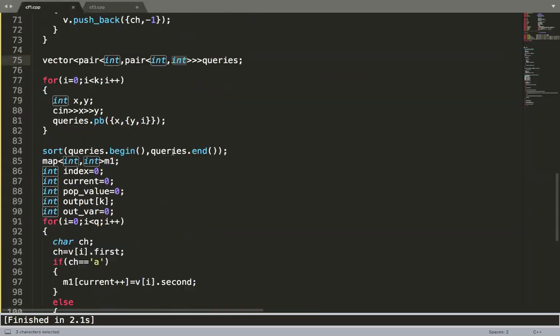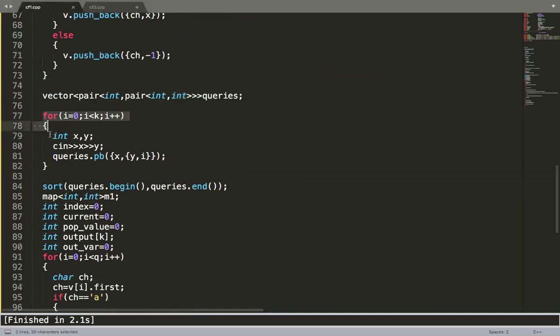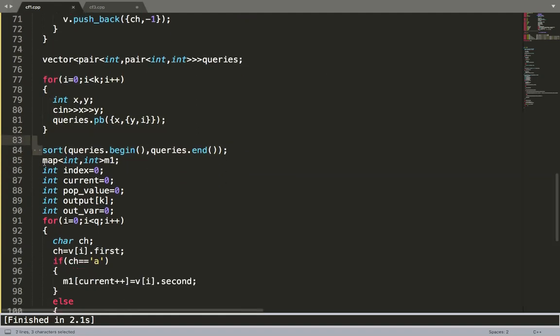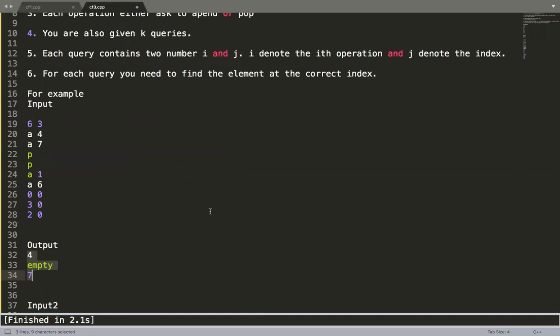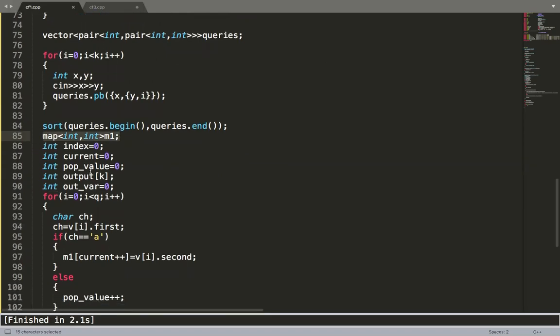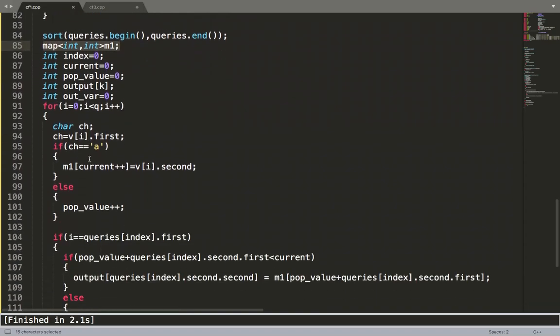So I'm going to store it into the query vector, then I'm going to sort it, because I already told you why I'm sorting this. In the map I'm going to store the element at the ith index, which I showed you, like 4 and 7, and if I append some more numbers. So at 0 I'm having 4, at 1 I'm having 7, at 2 I'm having 5. This is what I'm going to store in the map. Current means the index I am currently on.